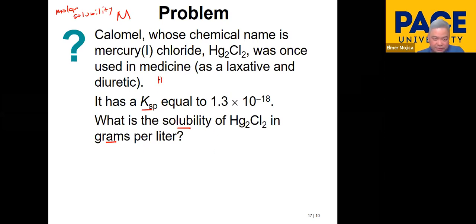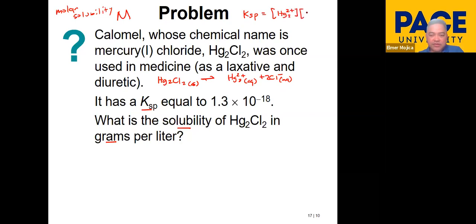So you're going to write still the expression like this one. And if you're going to write for the Ksp, it will be Ksp equals Hg2 2+ times Cl- squared. So what are we going to do? We need to find the expression that we have here. So remember the initial, changes, and then the equilibrium. So if you're going to look at it, you're not going to deal with the solid. You're only going to deal with the ion product.